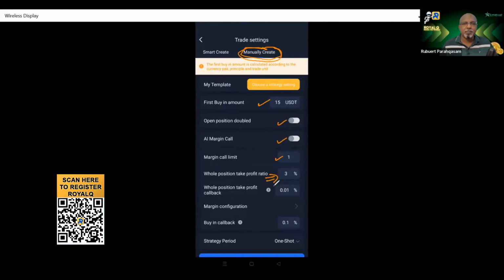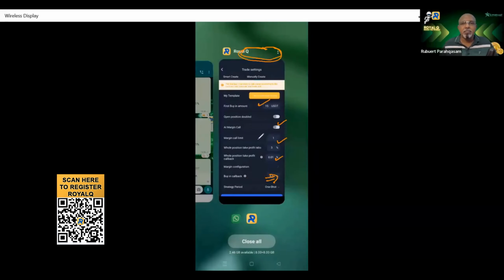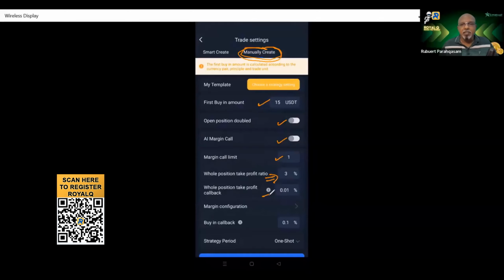Take profit is 3%. Let me see. What is the profit? 3%. Okay, it is 3%, so that's fine. What about this? Is this correct? Yes, correct.